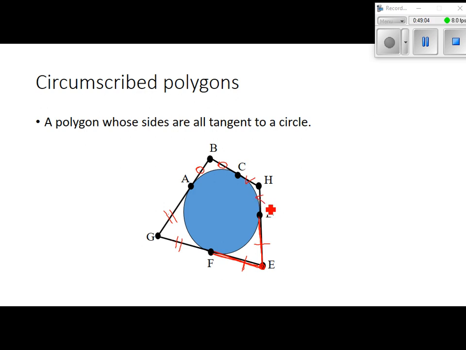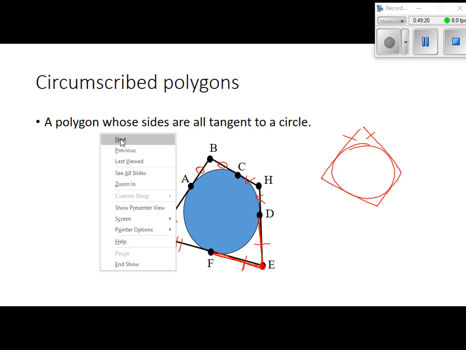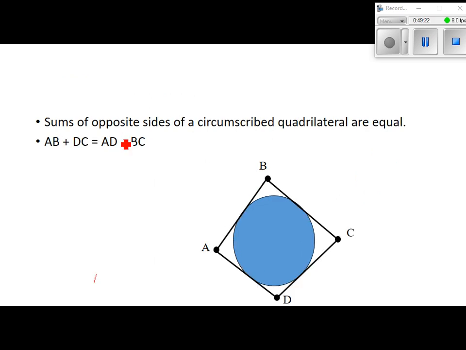So anytime you have some polygon that goes around and its sides are tangents to that circle, these two are the same, these two are the same, these two are the same, these two are the same. It's always got to be that way. Sums of opposite sides, if it's circumscribed, are always equal. So all this is saying is this side plus this side has to equal this side plus this side.